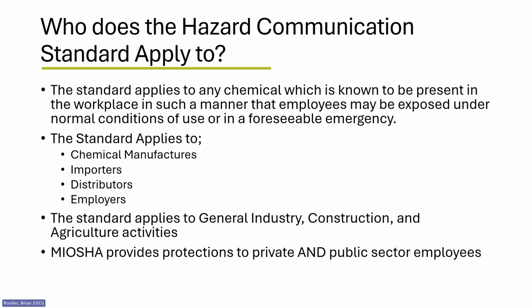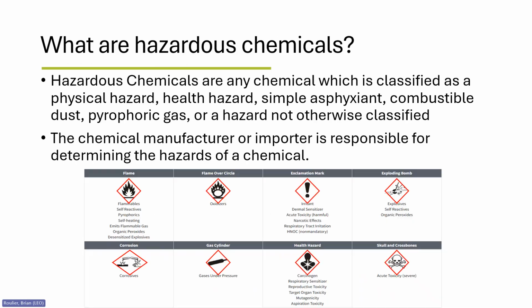Requirements in the standard apply to chemical manufacturers, importers, distributors, and employers who use hazardous chemicals at their site. The standard applies to general industry, construction, and agricultural activities, and since MIOSHA is a state plan, coverage applies to both private and public sector employees.